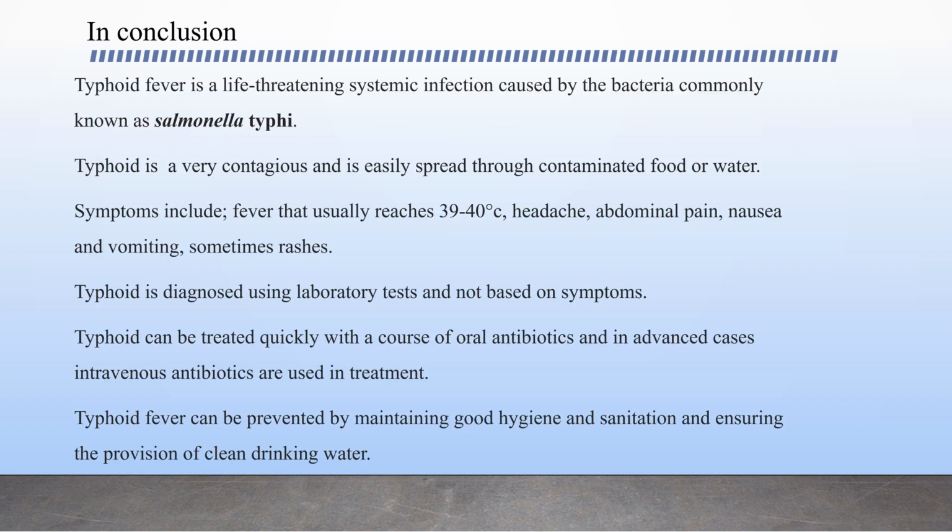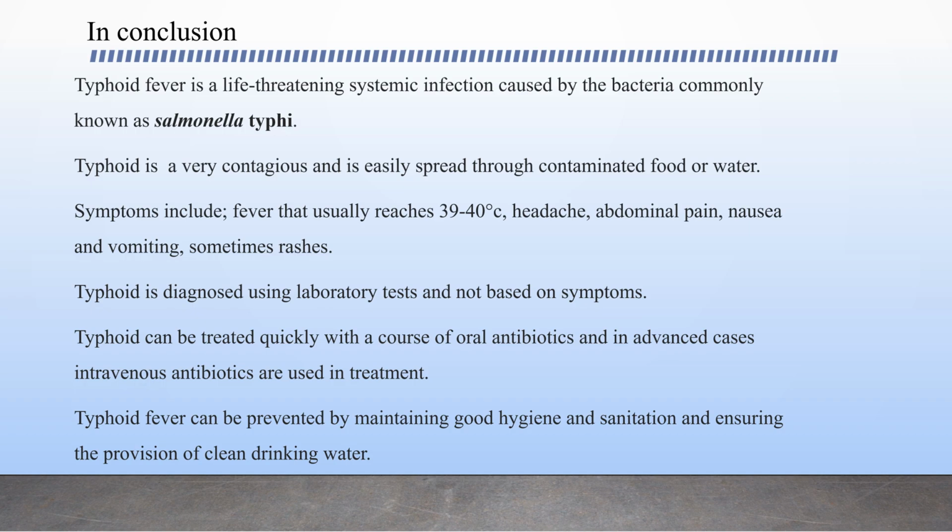To summarize everything, typhoid fever is a life-threatening systemic infection caused by the bacteria commonly known as Salmonella Typhi. It is very contagious and it's easily spread through contaminated food or water, and symptoms include fever that usually reaches 39 to 40 degrees, headache, abdominal pain, nausea and vomiting, and sometimes rash.